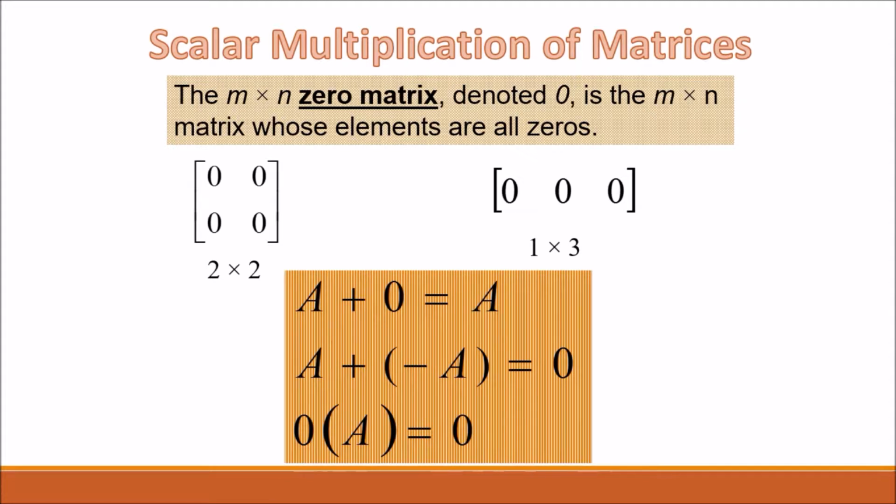So therefore we can say A plus O equals A. Then A plus the additive inverse of A, or minus A, means that I am taking a sum of A and minus A. Their sum will also be equal to a zero matrix. And if I multiply scalar quantity 0 with the matrix A, I would again get a zero matrix.